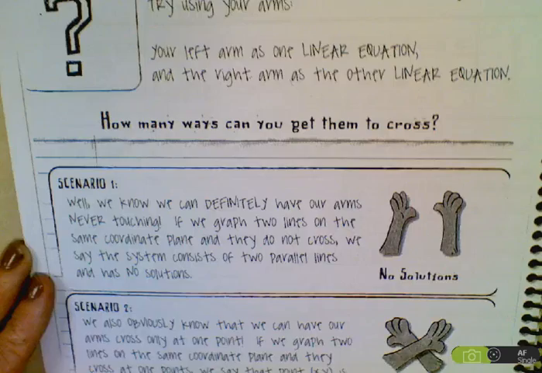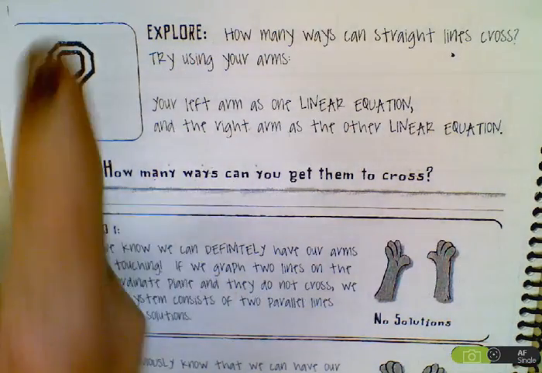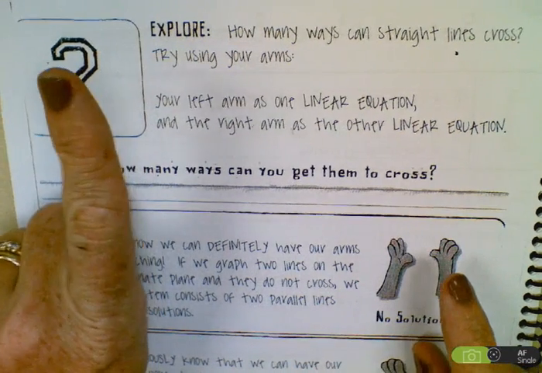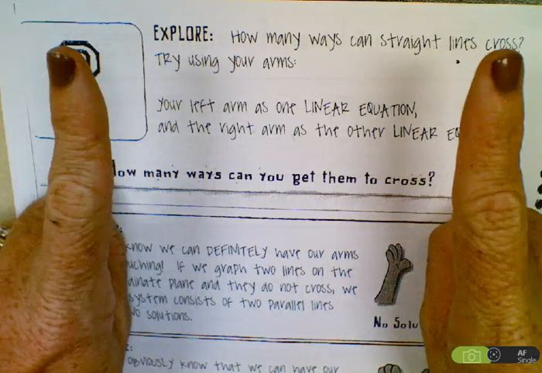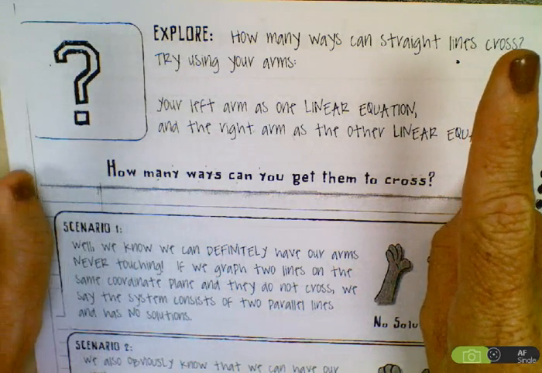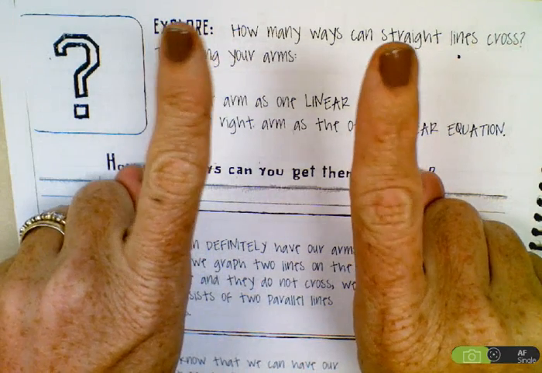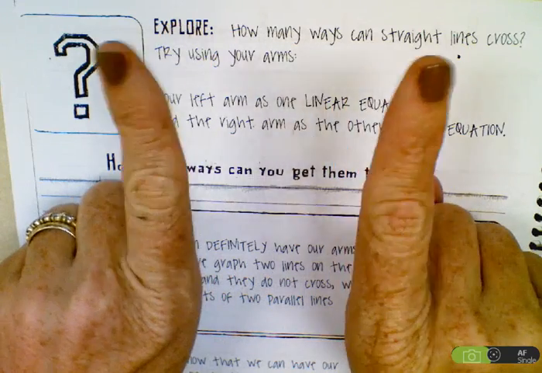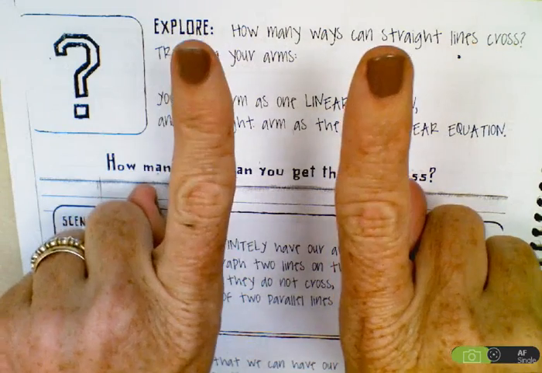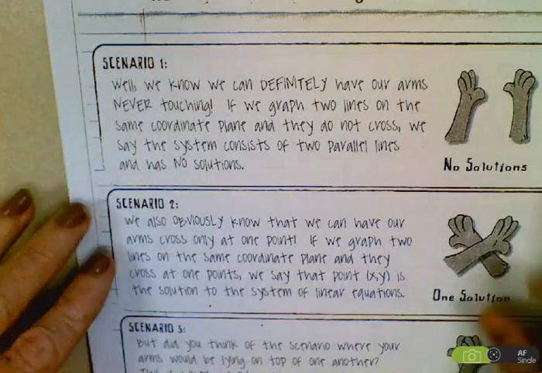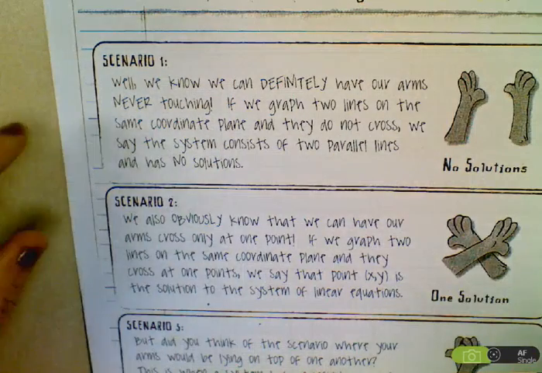So how many ways can straight lines cross? Try using your arms. I'm going to use my fingers. If your left finger is one equation and the right one is another equation, how many ways can you get them to cross? If I never have them touch, how many times are they crossing? They're never touching each other. They will never cross. So if they're next to each other, running parallel, they will never touch each other. So we can have no solutions. There's no time when my two fingers will cross.